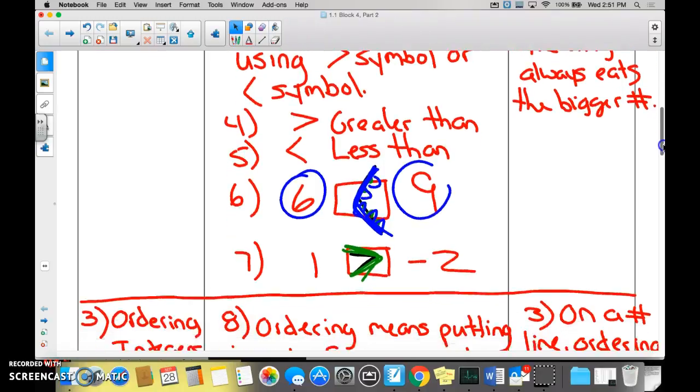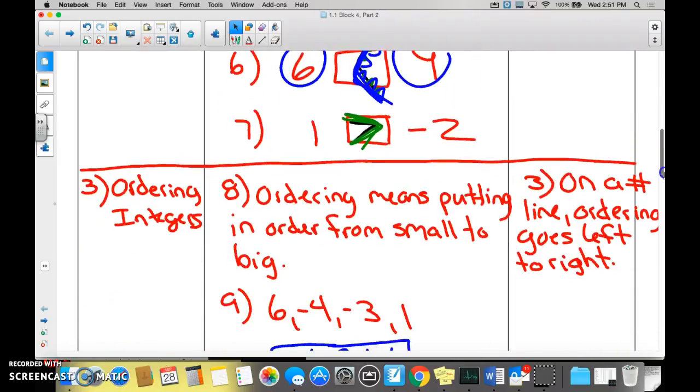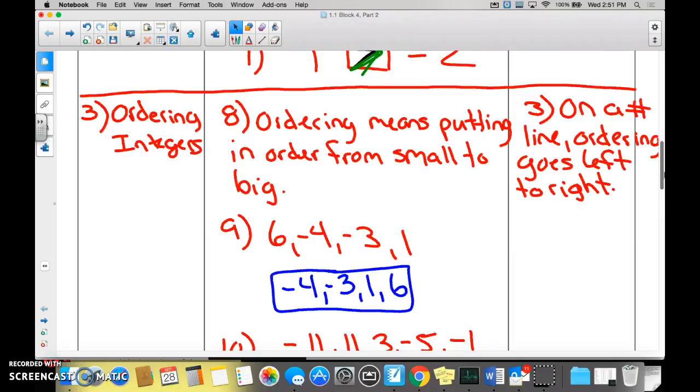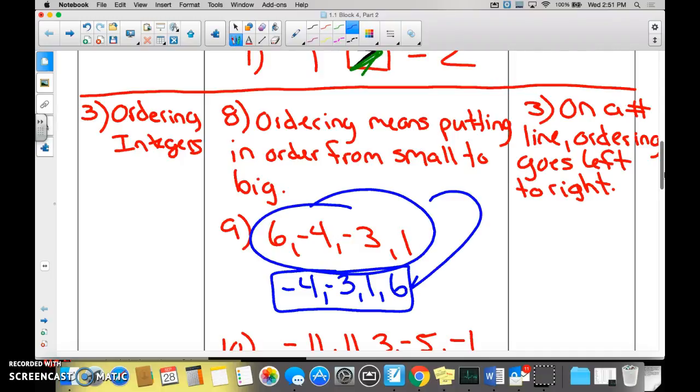Moving down to number 3, ordering integers. We just talked about a number line. We said ordering, first of all, means putting things in order from small to big. Number lines go from small to big, right? Yes. Okay. So the numbers 6, -4, -3, 1 are all mixed up. What we did here is we put them in order from small to big. Think of a number line.